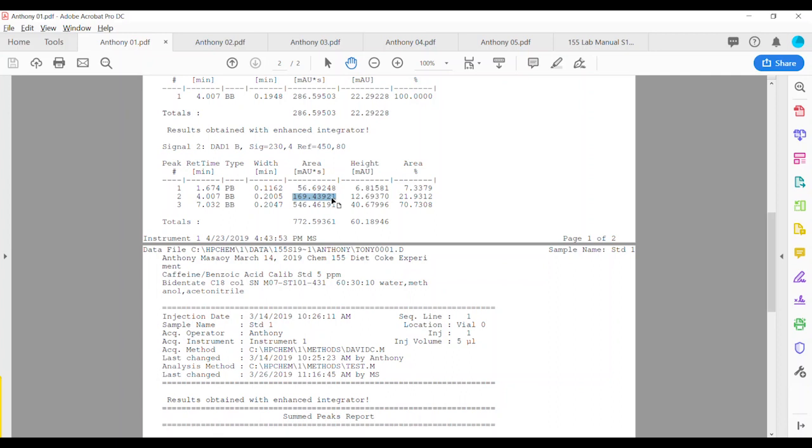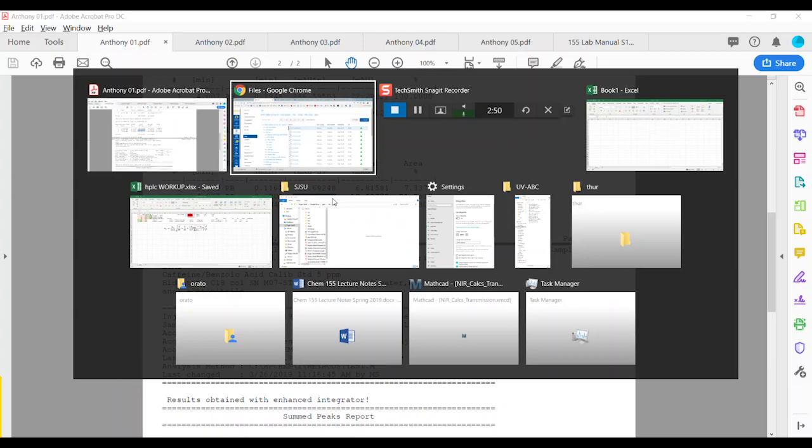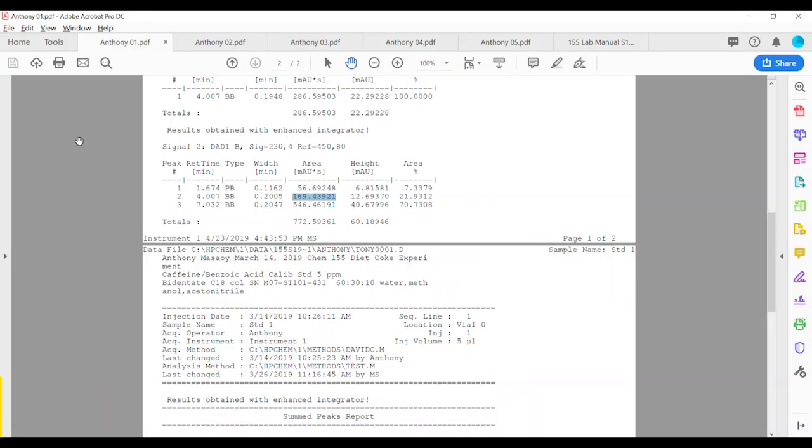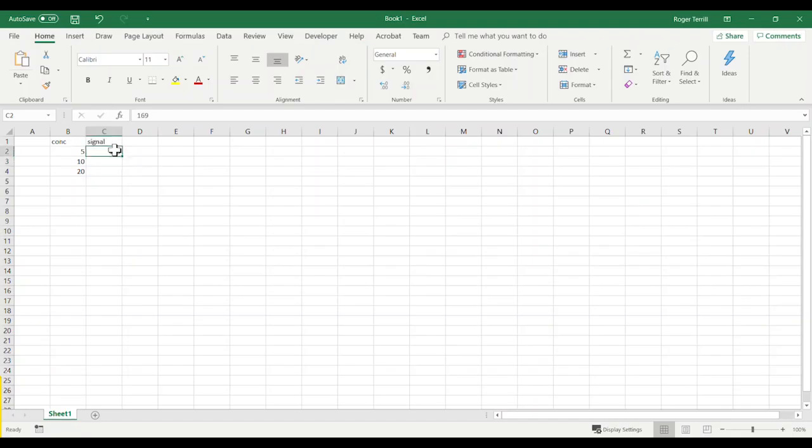So that being said, let's put this into Excel. We're going to come here and type concentration, signal, 5, 10, and 20 ppm, I believe is what we used. And we got 169.4.